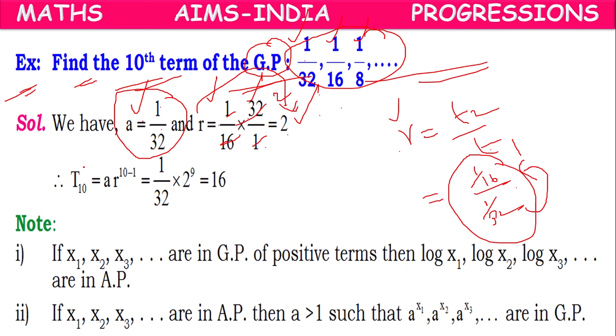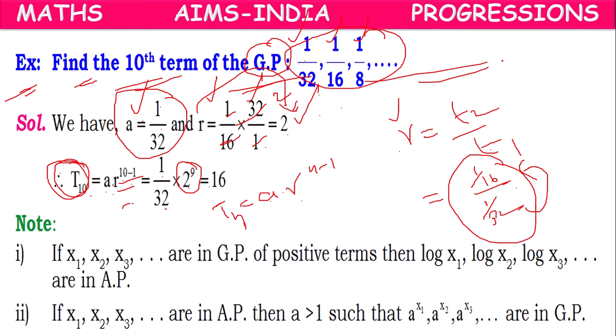Next, T10, the 10th term. For finding Tn, the formula is A into R power n minus 1. For finding the 10th term, the formula is A into R power 10 minus 1. So the A value is 1 by 32, into R, which is 2, and 10 minus 1 means 9. So that equals 2 power 9. What is its value?